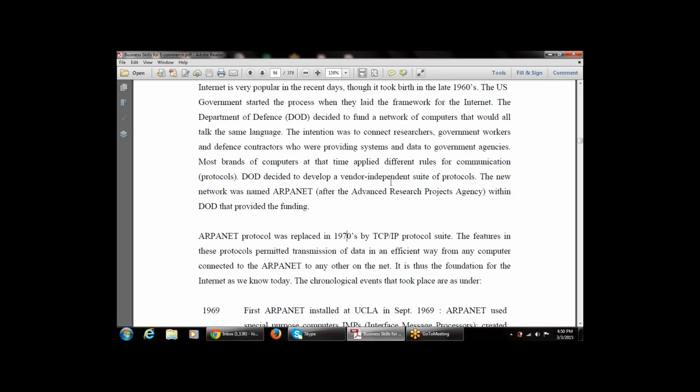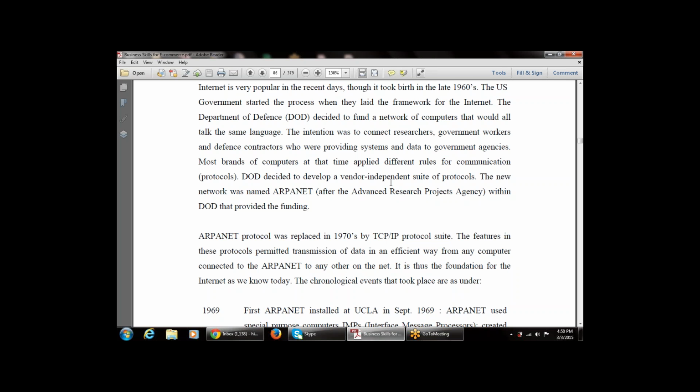That is, the main feature of this protocol is that transmission of data, that is the sending and receiving of data, is made in an effective way from any computer connected to the ARPANET to any other on the net. It is therefore the foundation for the internet as we know it today. That is, TCP/IP is the foundation for day-to-day scenarios.